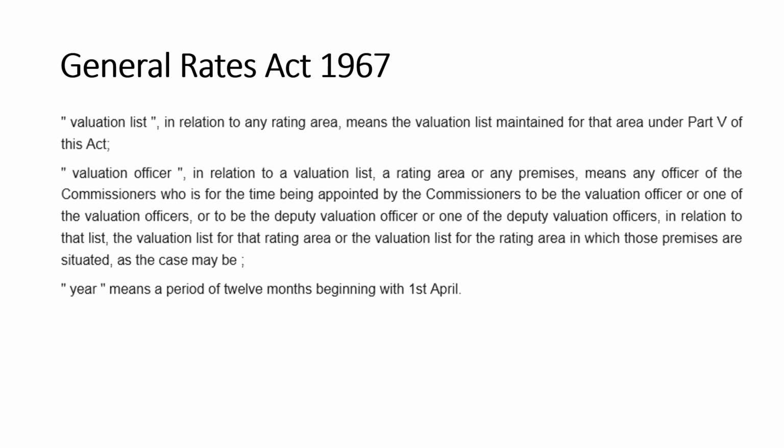An area premises any officer or commissioner who for the time being appointed to the commissioners by valuation office or one of the valuation officers to be deputy valuation officers, in relation to the list, the valuation list for the rating area whose those premises are situated, as the case may be. Year means a period of 12 months beginning with April 1st. So now we have two people we can go after. We can go after somebody at council, and we can go after somebody with the valuation office.